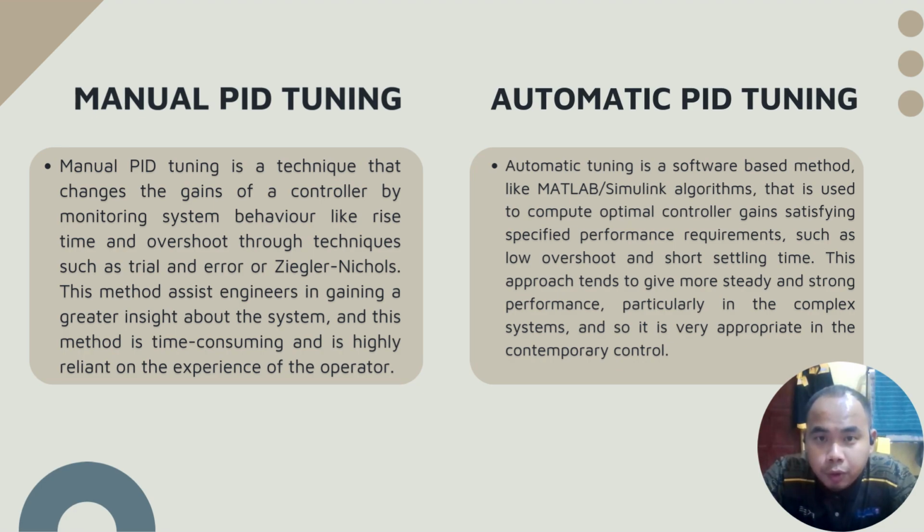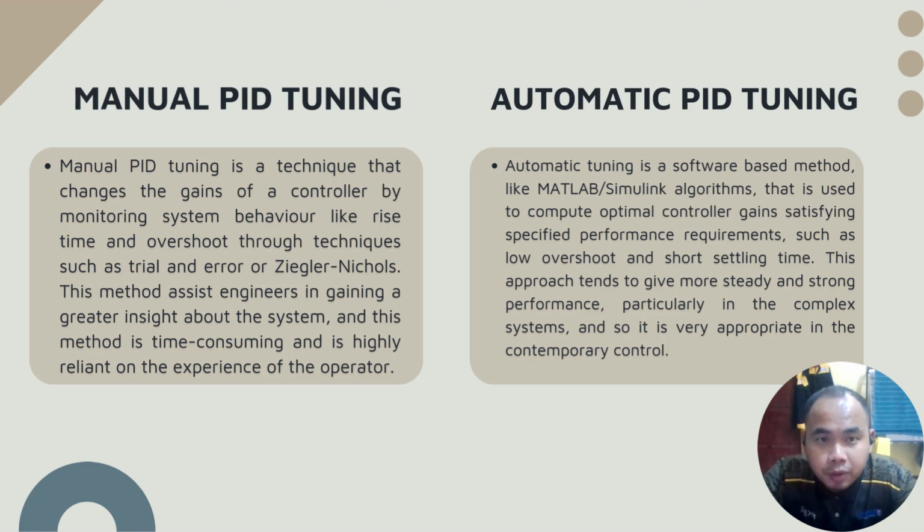For manual PID tuning, it's a technique that changes the gains of a controller by monitoring system behavior like rise time and overshoot through techniques such as trial and error or Ziegler-Nichols. This method assists engineers in gaining a greater insight about the system, but it is time consuming and highly reliant on the experience of the operator.